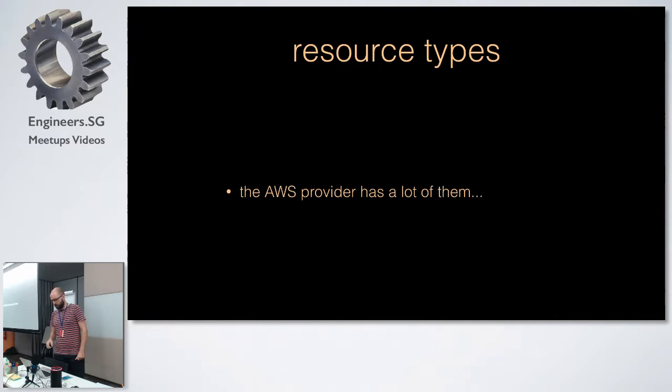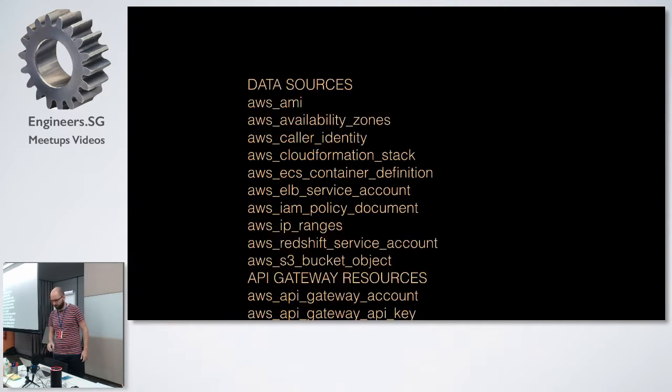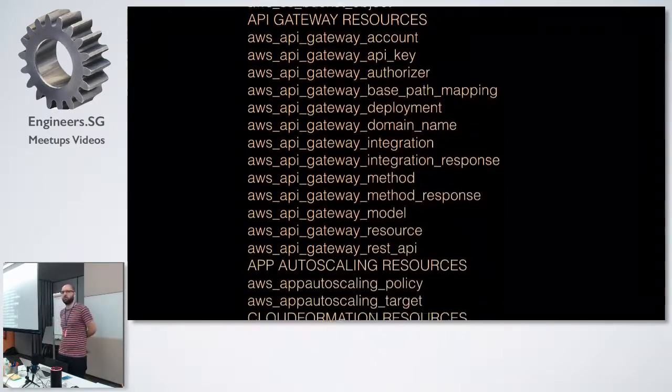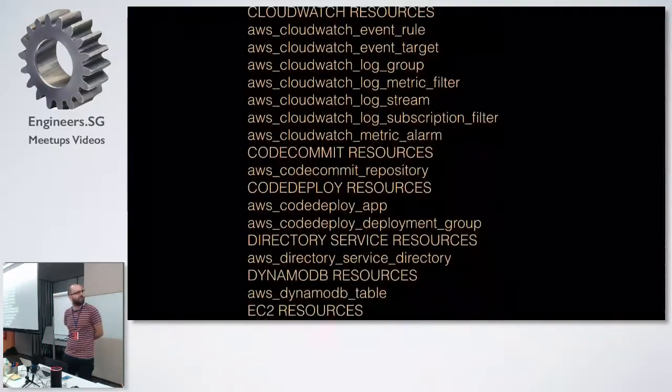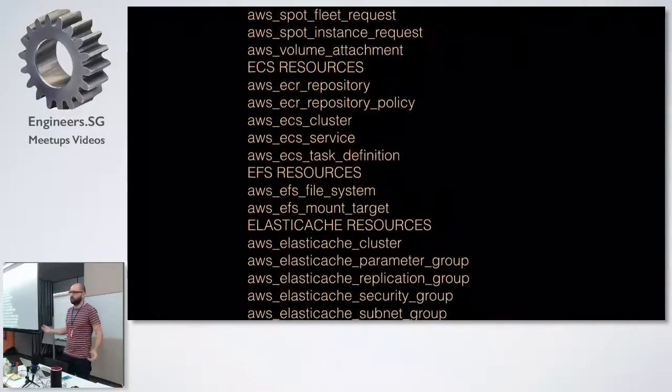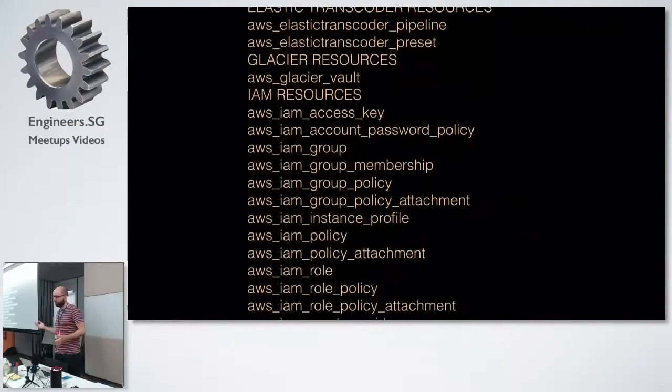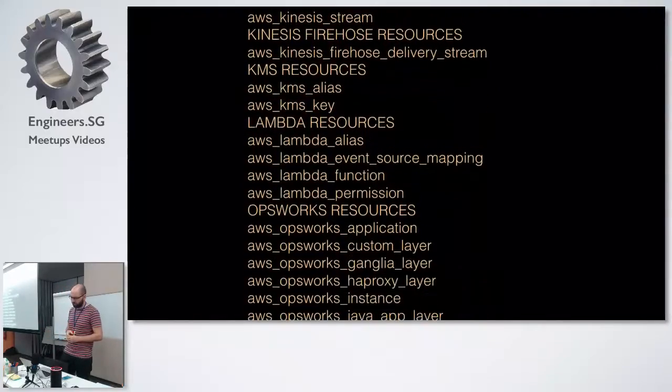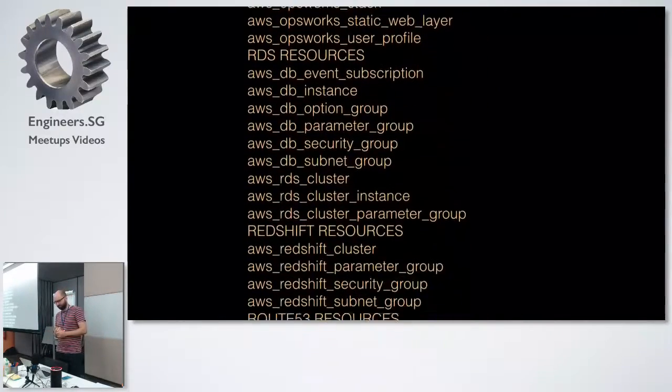But the AWS provider has a lot of resource types, and that will probably be the longest slide of the presentation. I think it's timed at like 20 seconds. So these are all the different resources. You probably recognize some of them if you've been using AWS. It's a lot.